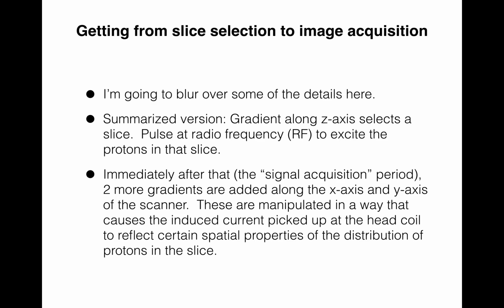Now there's a couple of details coming up here that I'm going to blur over exactly how it works because it just gets way too involved for this class. The summarized version is, okay, you start off by putting a gradient along the z-axis to select a particular slice. You pulse with radio frequency to excite the protons in that slice, and then immediately after that you add 2 more gradients along the x-axis and the y-axis of the scanner, and these get manipulated in a way that causes the induced current that you pick up at the head coil to reflect certain spatial properties of the distribution of protons in that slice of brain.